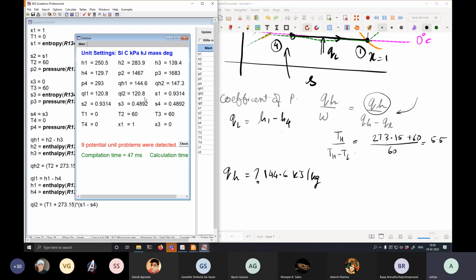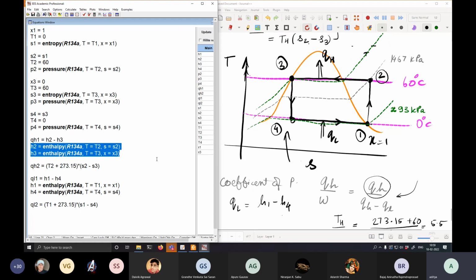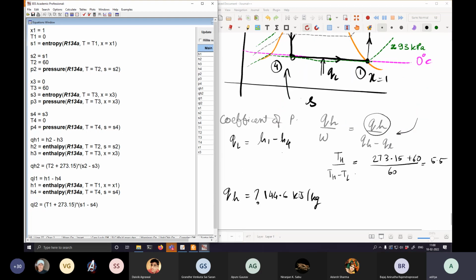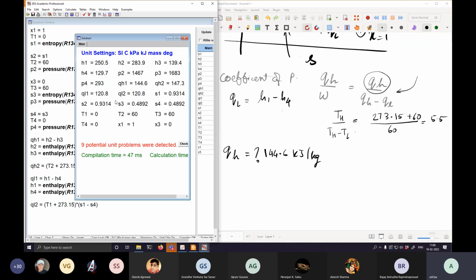When we run this, QL1 is 120.8, QL2 is 120.8. So this small difference in QH1 and QH2, I will attribute to the small errors accumulating at the enthalpy scale. I don't think it's due to this at all. Is this expression correct, guys? T equal to T2, S2, yeah, and T equal to T3, and X equal to X3. X3 is 0. Yeah, that's fine. Ideally this should have been equal, but no problem. They have a small percentage error. You have to deal with it. So now QL was 120.8.